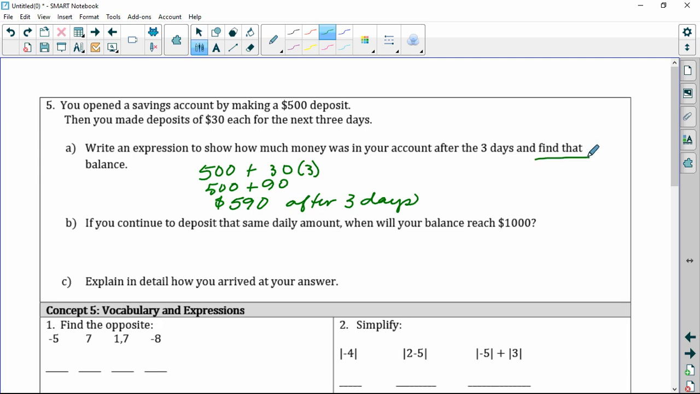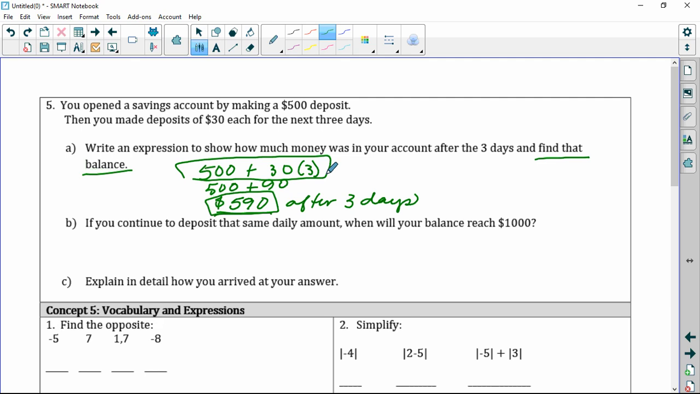Because it does say find that balance, so make sure you've got that. So here's the expression, and then here's your balance. If you put it in words, that's fine. You could say the deposit plus $30 times 3 days equals, or is.